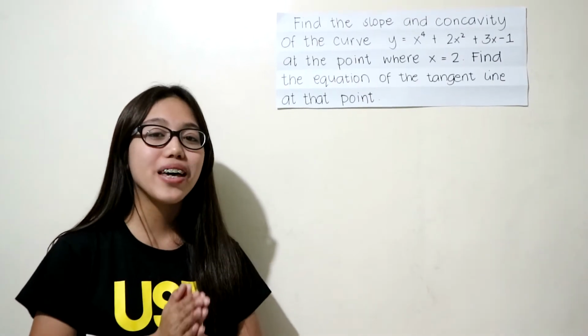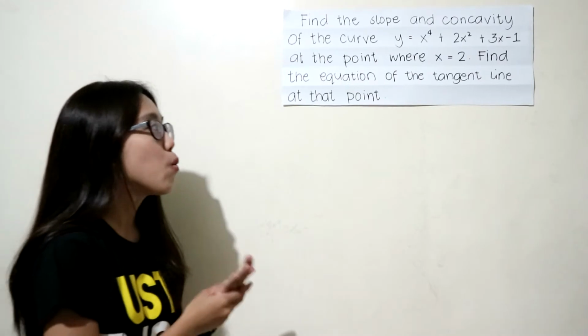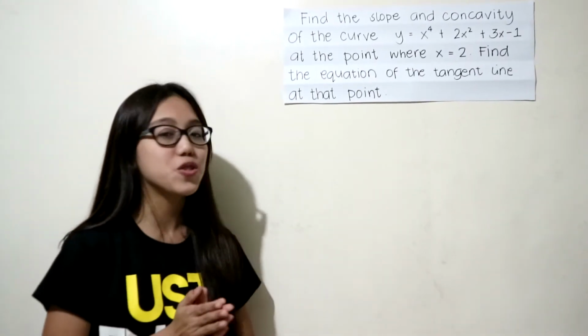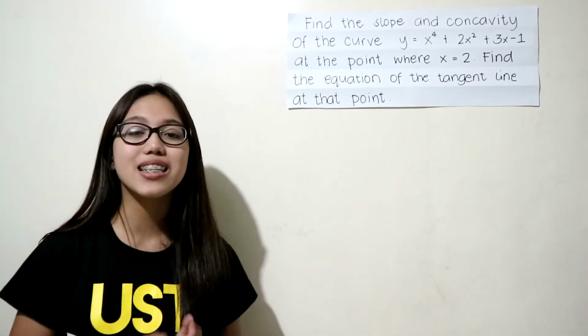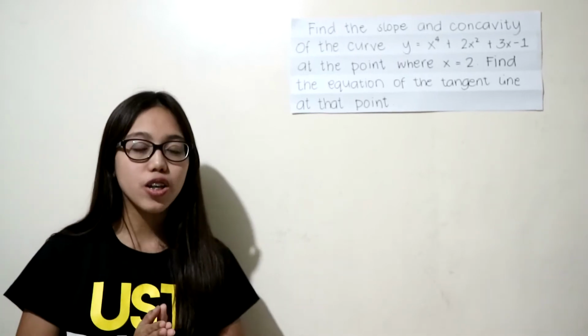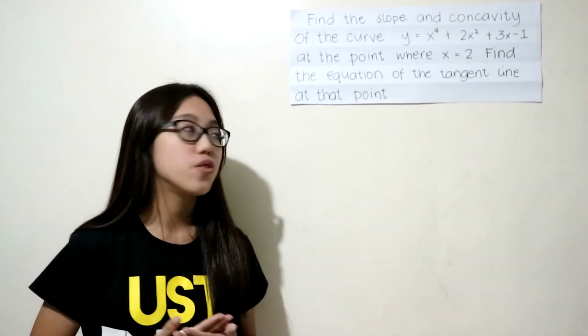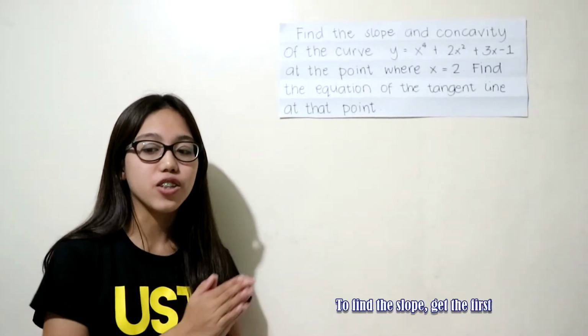For our problem in this unit, we will find the slope and concavity of the curve y is equal to x to the 4th plus 2x squared plus 3x minus 1 at the point where x is equal to 2. Find the equation of the tangent line at that point. So in order for us to solve the slope of the curve, we will find the derivative of that curve.